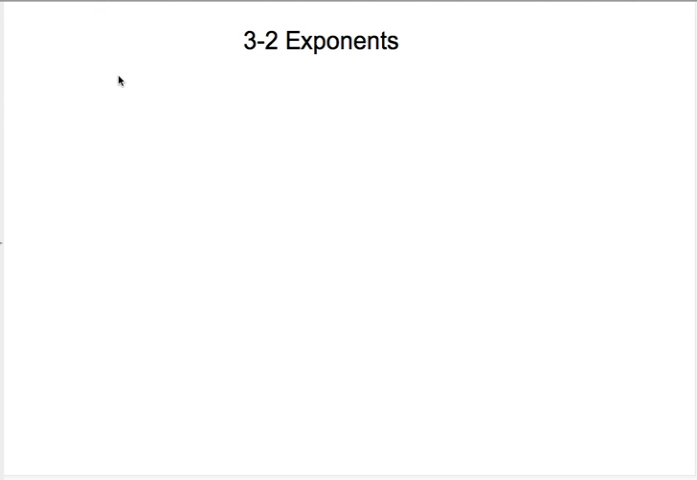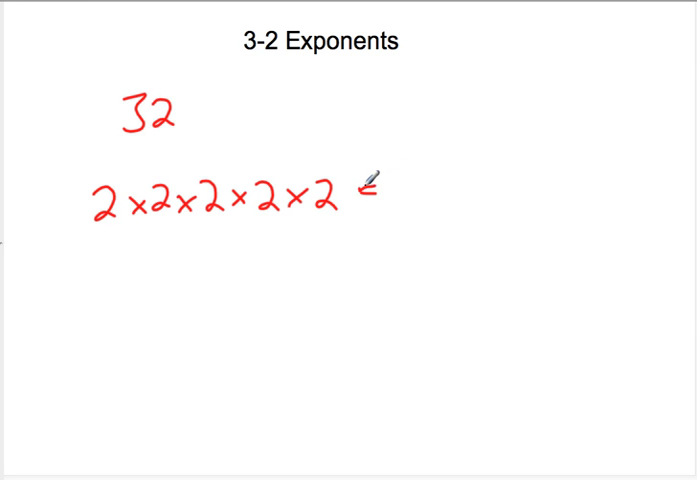I could write the number 32 as a product of factors. So I could say the number 32 is the same as 2 times 2 times 2 times 2 times 2. So 2 times 2 is 4, times 2 is 8, times 2 is 16, times 2 is 32. So these all could multiply together to equal 32.